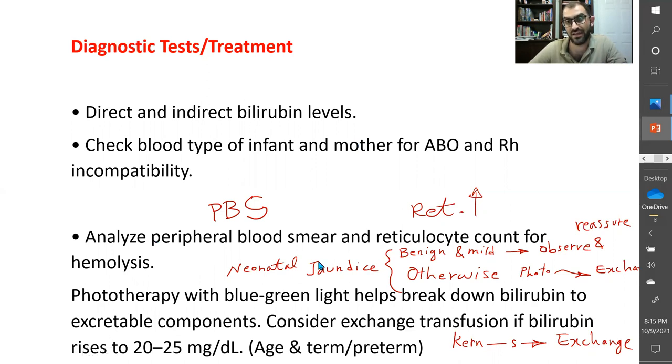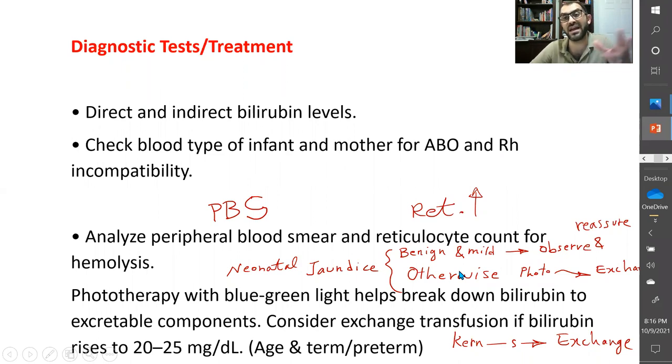Neonatal jaundice, if it is benign and mild: observe and reassure. Reassure the parents and observe. Maybe tell them that if the situation gets worse, look at which level the kid is having jaundice. If it is getting better, then it's fine. If it is getting worse, come back. We'll check it again. So benign and mild, observe and reassure.